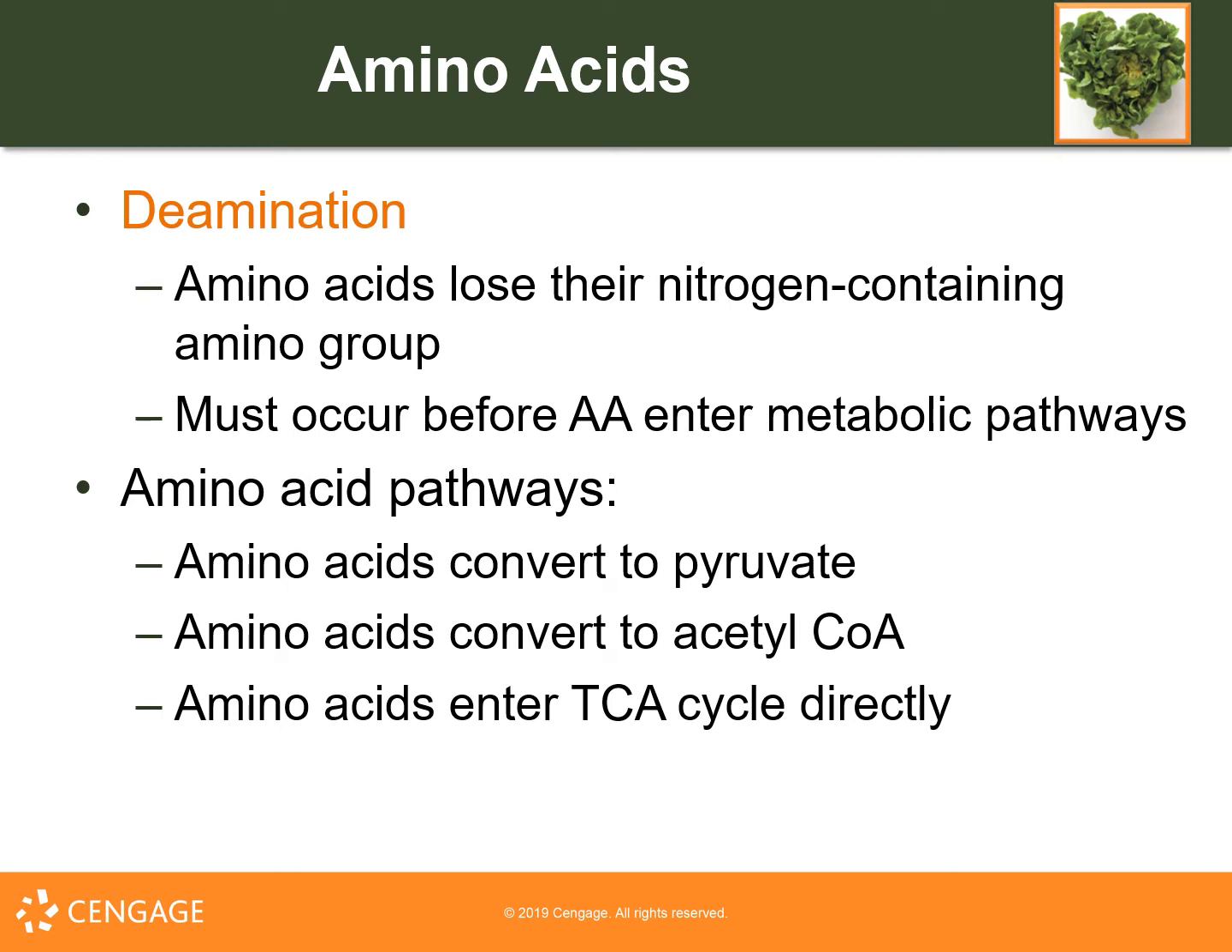Amino acids enter the TCA cycle directly, which can generate both energy and/or glucose. So those are the potential amino acid pathways. Unlike fat, protein is a good source of glucose when carbohydrates are not available.